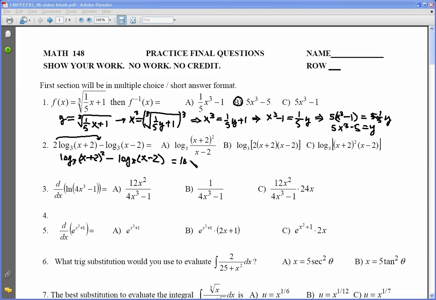So this is going to be log base 3. And this is log of the top minus log of the bottom. So (x plus 2) squared over the denominator x minus 2. And that's this one right here, A.